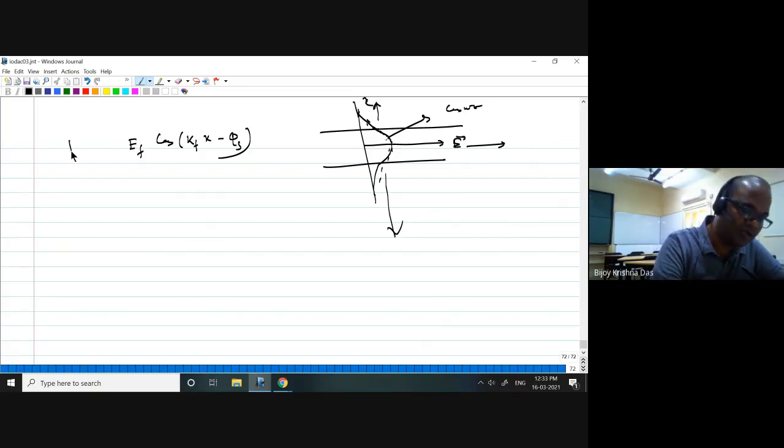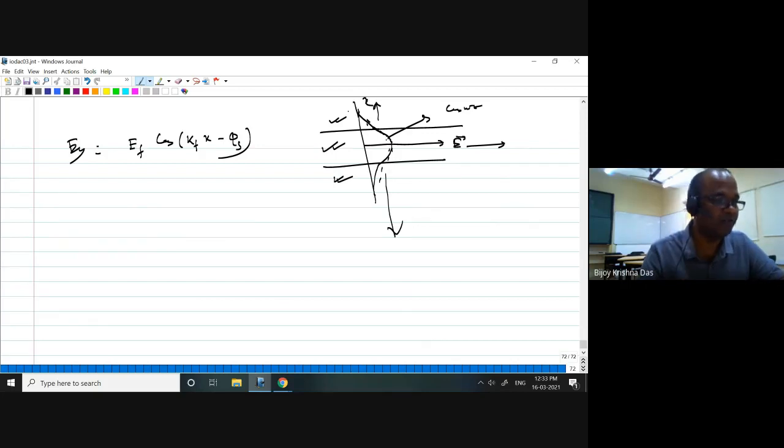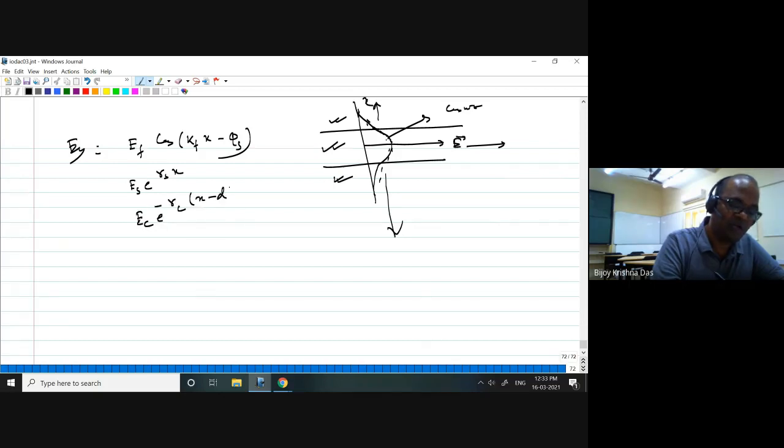And I know that this is the EY component I'm getting in this zone, and in this zone another mode, exponentially decaying. In this zone, exponentially decaying. I know their profile, which I have just expressed: ES, e to the power gamma_S x, and EC, e to the power minus gamma_C (x minus d). Sorry, this is the correct thing. So that is the three regions. And we know the relationship between EF, ES, and EC.